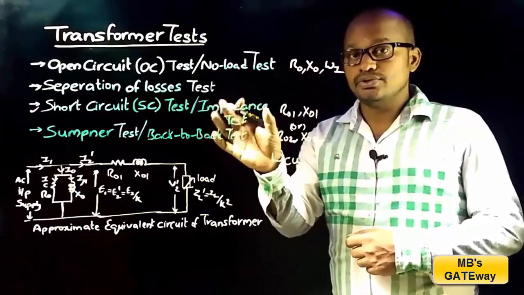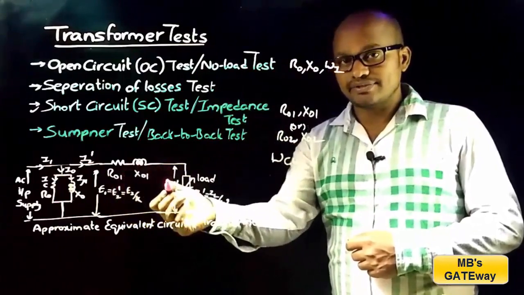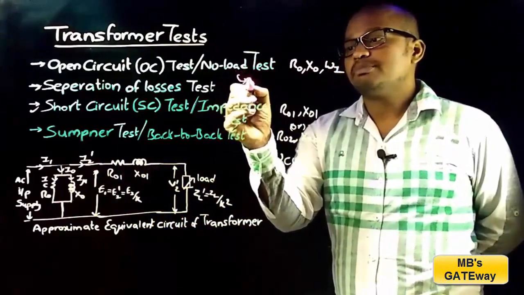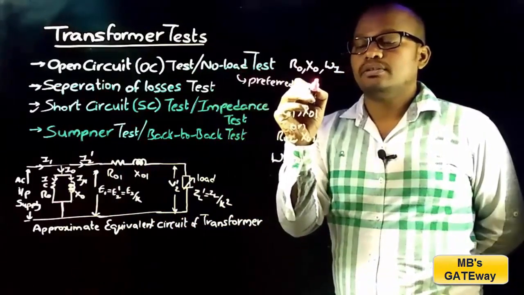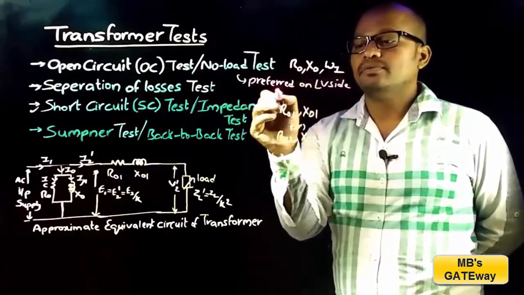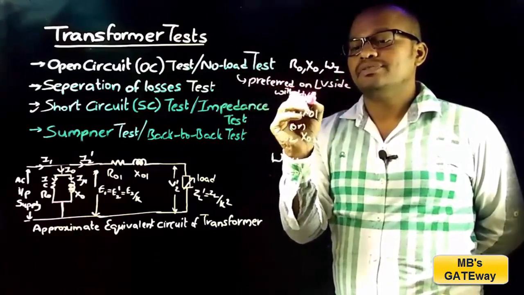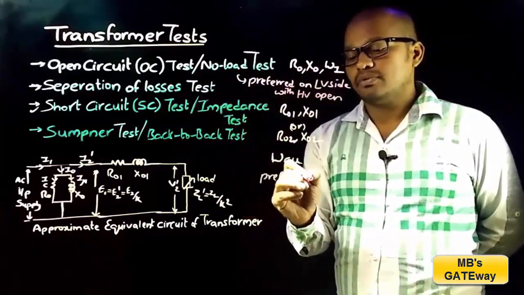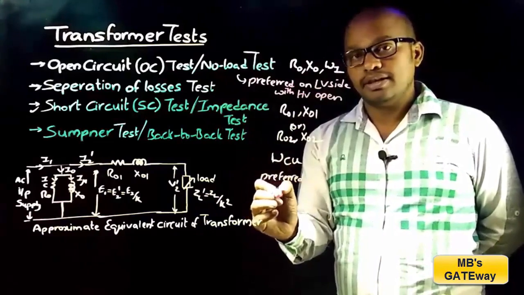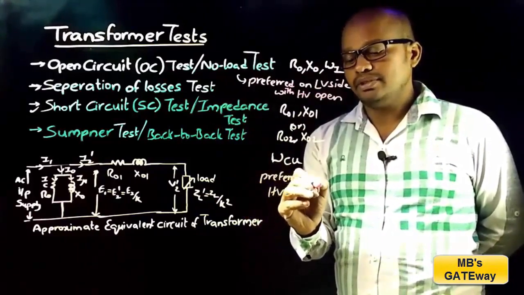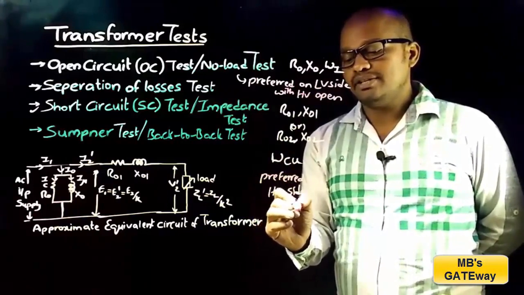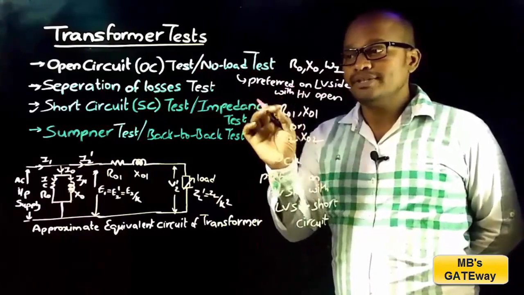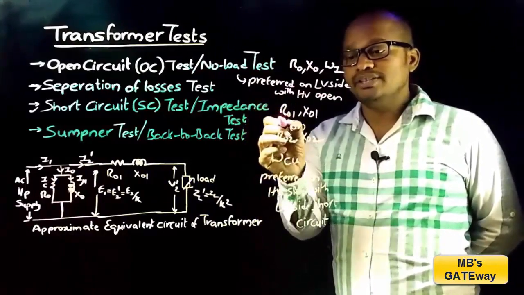Therefore, short circuit test is used to find out the series branch elements of the transformer and the transformer copper loss. Open circuit test is preferred on LV side with HV open, whereas short circuit test is preferred on HV side with LV side short circuit.